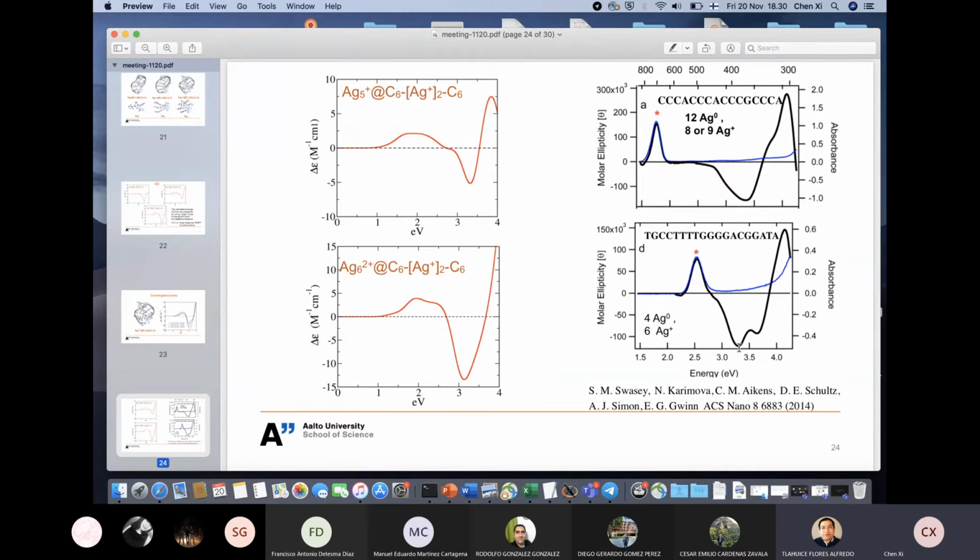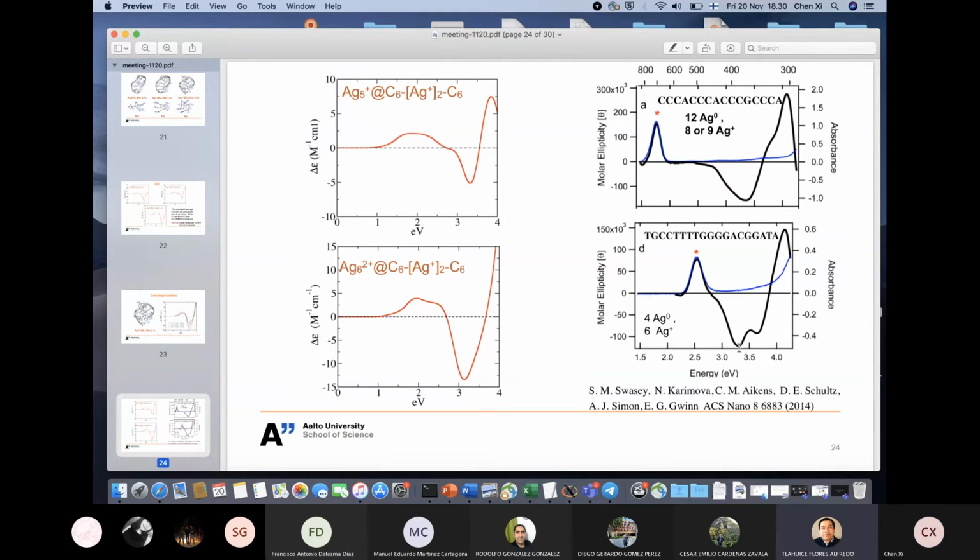Because we have, for example, the strong peak with negative sign in the gold 15. And these are small clusters, so maybe there is a similar explanation or something like that. Yeah, that's a very good suggestion. Maybe I should have a look at what the contribution is for this peak.